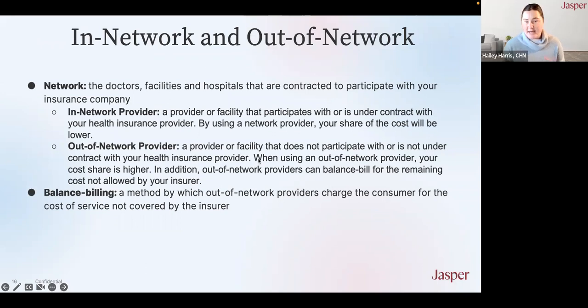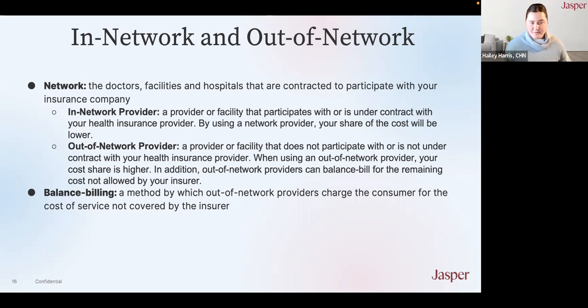Now, we mentioned in and out of network coverage quite a bit in those last slides, so I just want to touch on those here. Network is the doctors, facilities, and hospitals that are contracted to participate with your insurance company. An in-network provider is a provider or a facility, so facility meaning a hospital, that participates with or is under contract with your health insurance provider. By using a network provider, your share of the cost will be lower.